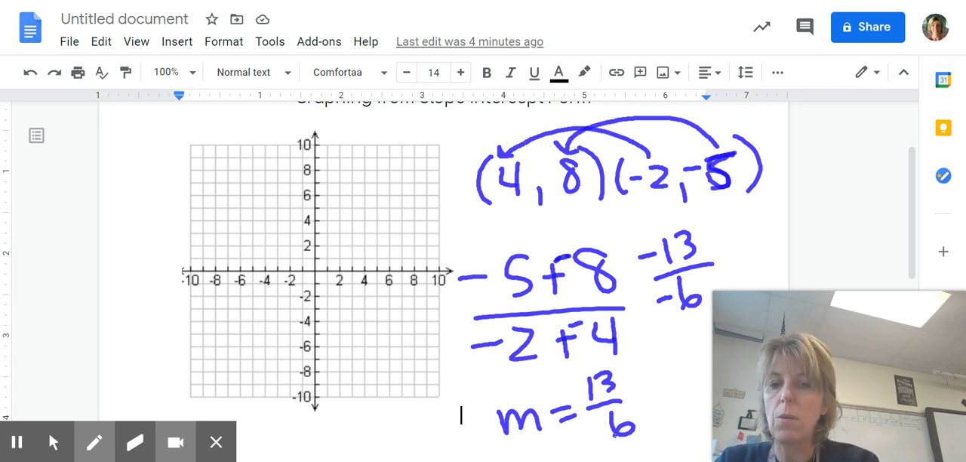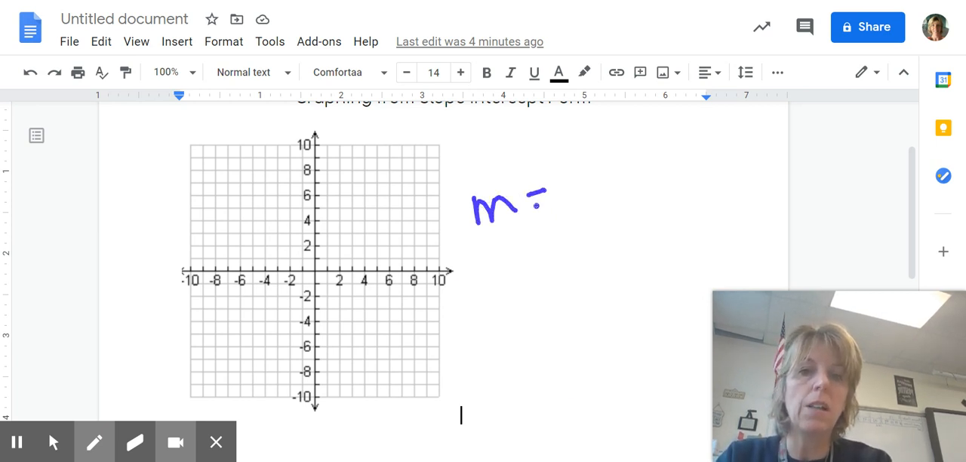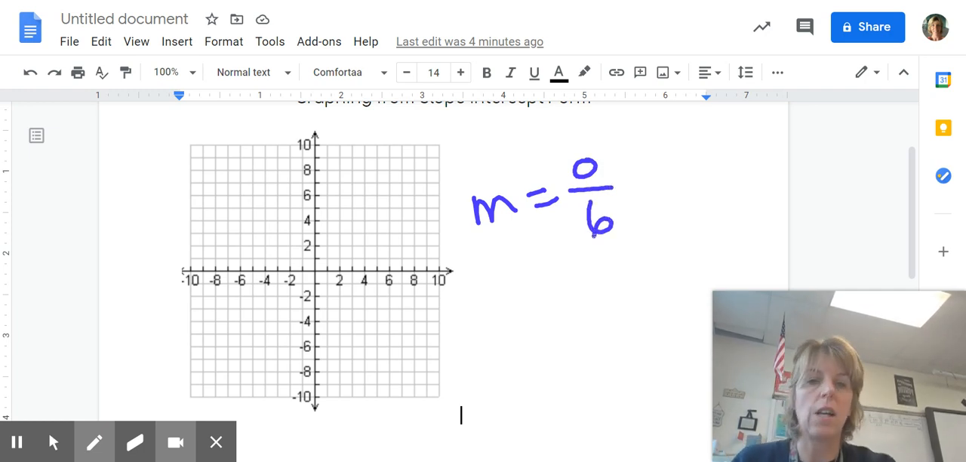Now, for solving those, and we happen to get a 0 somewhere along the way, because that's going to come up sometimes, if my slope ends up being, let's say, 0/6. If I have 0/6, if I have 0 things, can I put them into 6 groups?